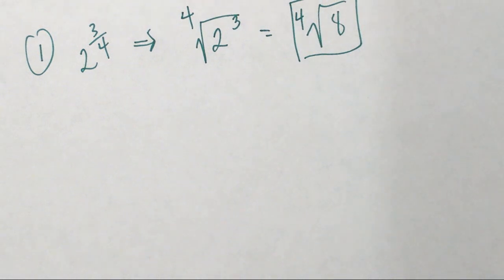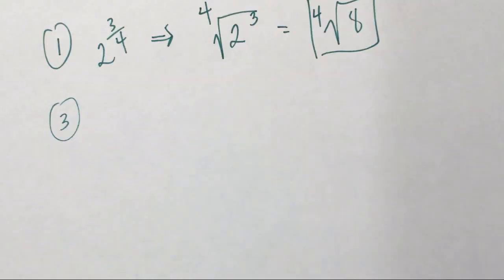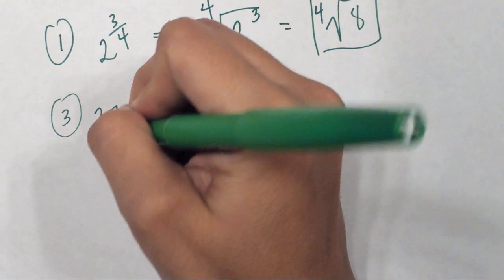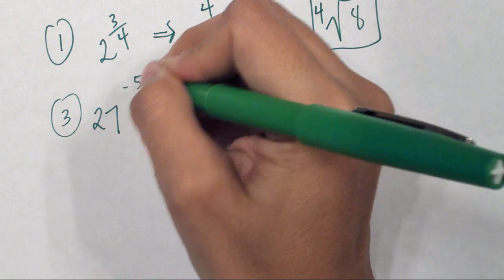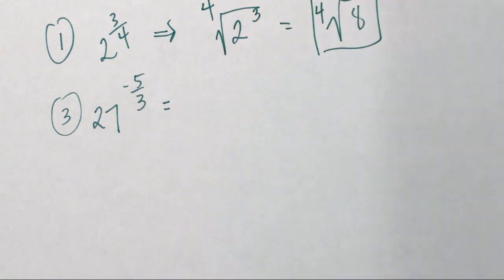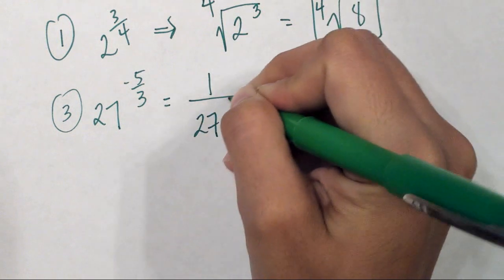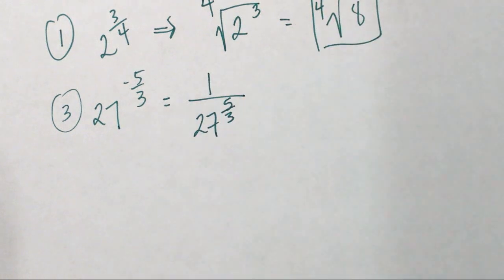Alright, skip to number 3. Number 3 says you have 27 to the negative 5/3 power. Before I rewrite anything in radical form, I do not like having negative exponents. It's just like you don't like when people are negative, so we don't want negative exponents. In order to make that negative exponent come down, I need to bring my whole value over 1. So it becomes positive 5/3.